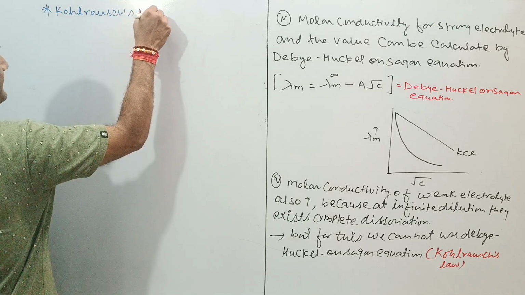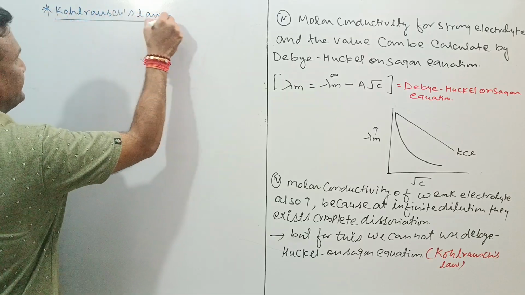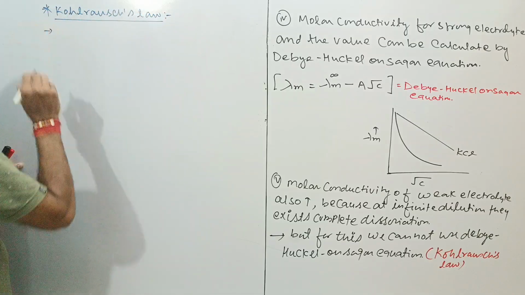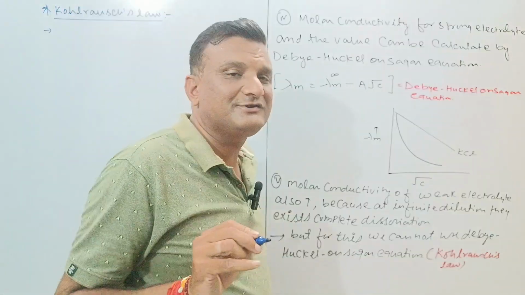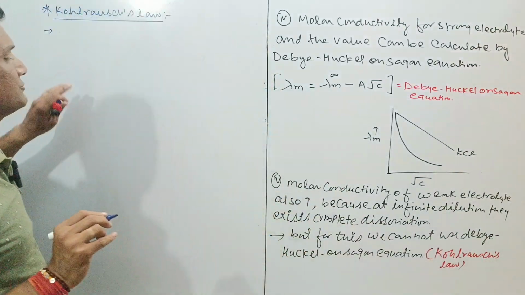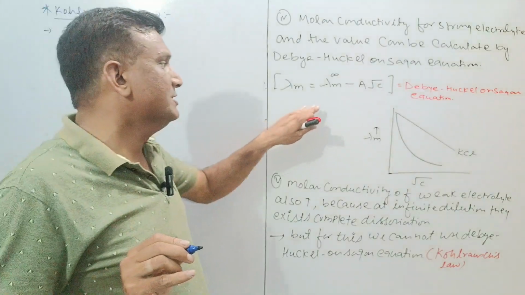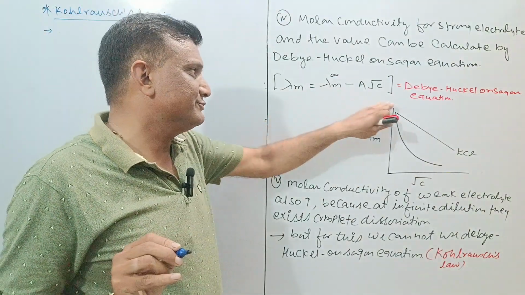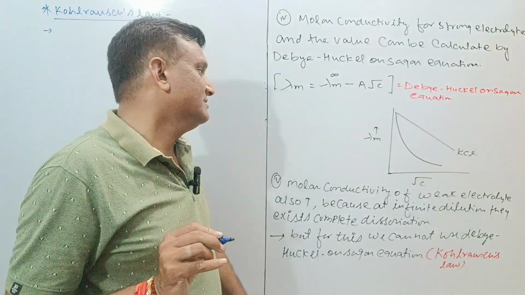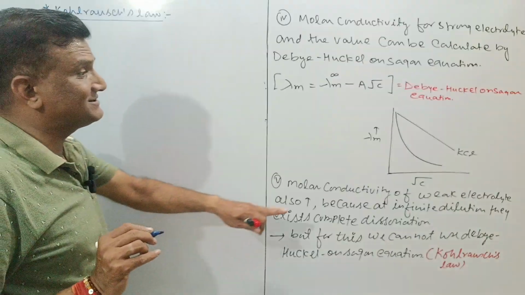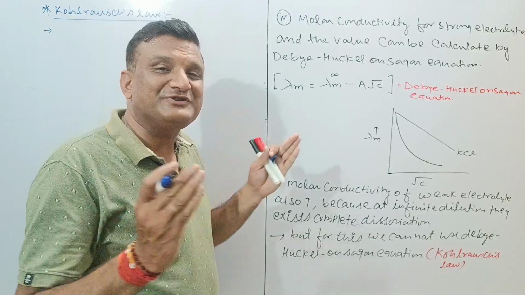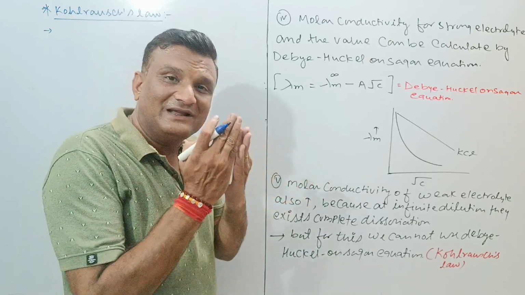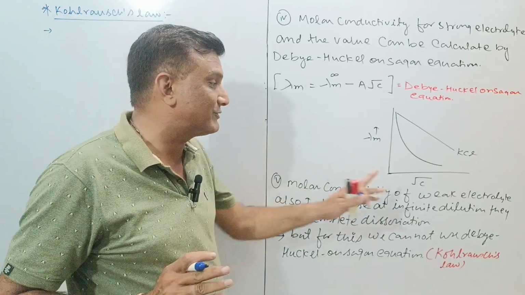Kohlrausch law, what is that? If we want to calculate the molar conductivity of a weak electrolyte at infinite dilution, then we use Kohlrausch law, because we can't calculate the value of molar conductivity by using the Debye-Hückel-Onsager equation. In that case, what will be? Because yahan sudden change ho raha hai, as I told you ki jab dissociation hoga infinite dilution pe, tab sudden change hoga, ekdam se molar conductivity ki value rise hogi.